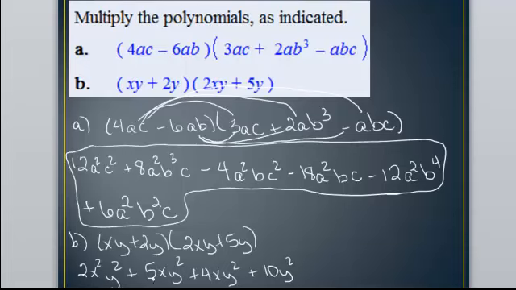Okay, this time we do have some like terms. These two are alike. When you combine those, we end up with 2x squared y squared plus 5 plus 4 will give us 9xy squared, and then plus 10y squared.